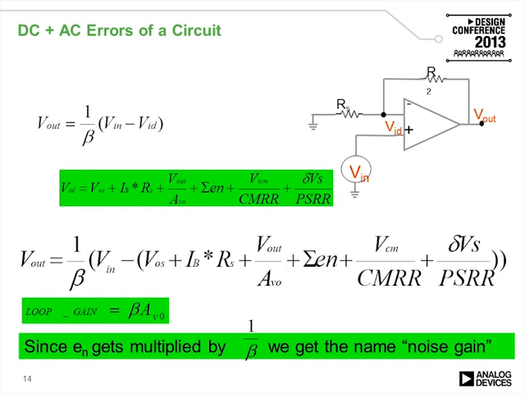If we include all the differential errors included in that voltage, VID, then we have a slightly different transfer function for our output voltage. This one includes noise and other errors. Because the noise En gets multiplied by that term 1 over beta, we term this the noise gain.